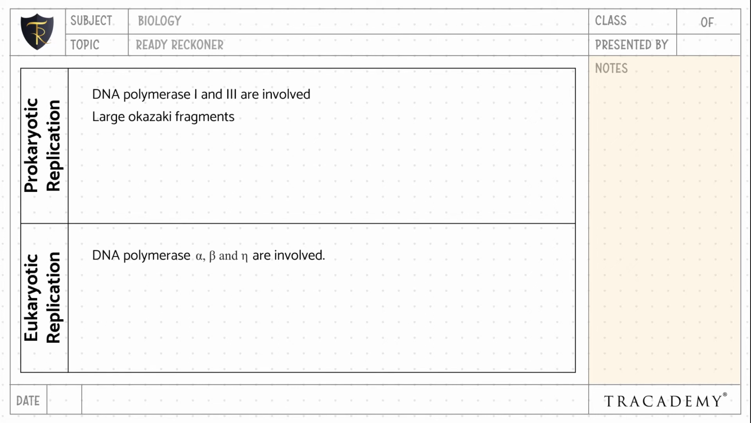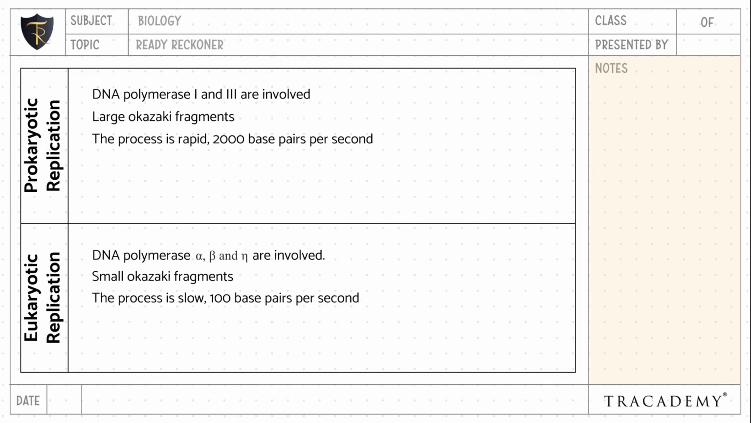The replication involves large Okazaki fragments, whereas small Okazaki fragments are seen in eukaryotic replication. The prokaryotic replication process is rapid, that is 2000 base pairs per second, whereas eukaryotic replication is slow, that is 100 base pairs per second. Two circular chromosomes are obtained in a prokaryotic replication, whereas two sister chromatids are obtained in a eukaryotic replication.